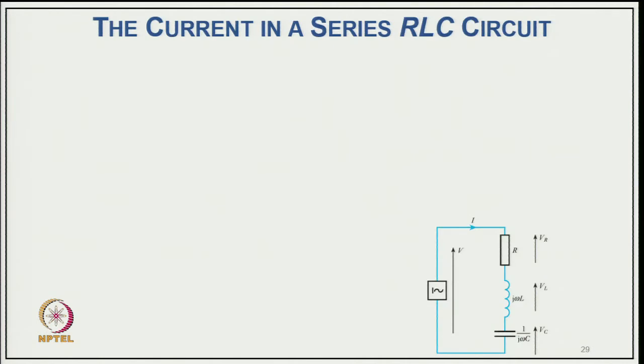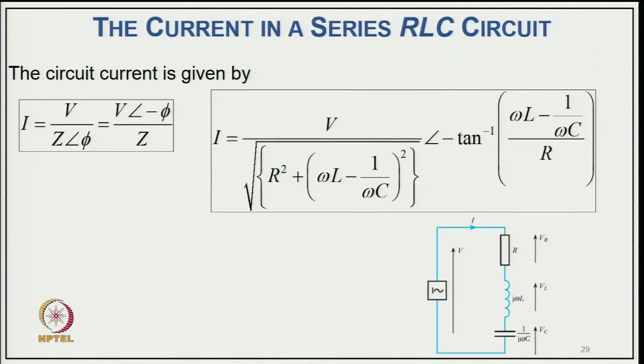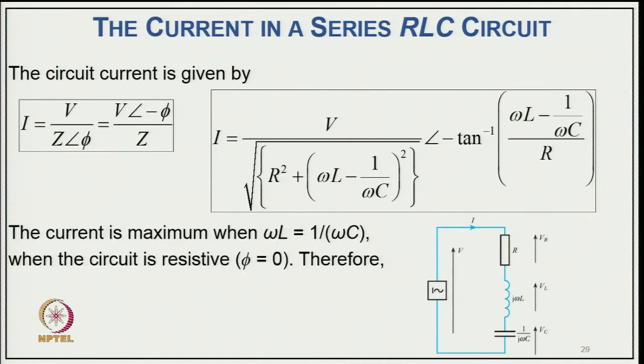Coming to the current in the series RLC circuit, the circuit current is given by I equal to V upon Z at the angle of phi, or V at the angle of minus phi upon Z. That can be written as I equal to V upon the square root of R squared plus (omega L minus 1 upon omega C) squared, at the angle of minus tan inverse of (omega L minus 1 upon omega C) upon R, because we are taking the convention that omega L is greater than 1 upon omega C. The current is maximum when omega L equals 1 upon omega C, and when the circuit is resistive, phi equals 0. Therefore, I_m will be equal to V upon R.